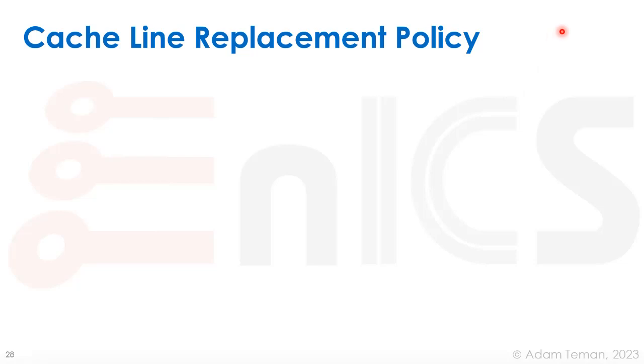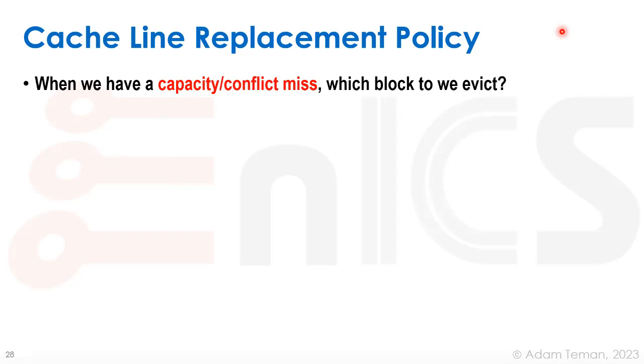Another thing that we're going to be discussing for trade-offs in cache design is the replacement policy of cache lines. We have a capacity or a conflict miss, which means that we cannot keep the cache line that's there and bring in the other cache line. And so we have to evict one of the cache lines and bring in something else. Which one are we going to actually evict?